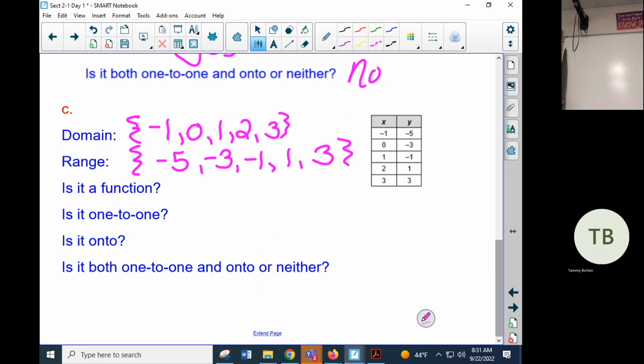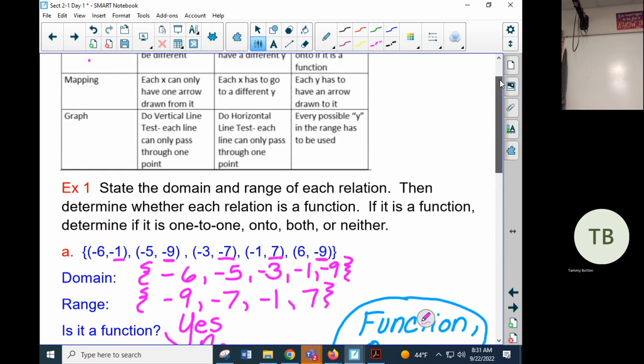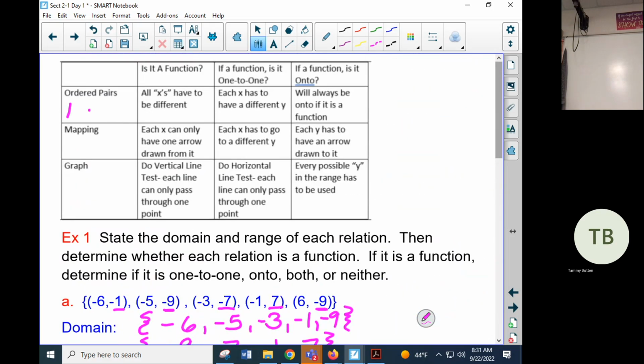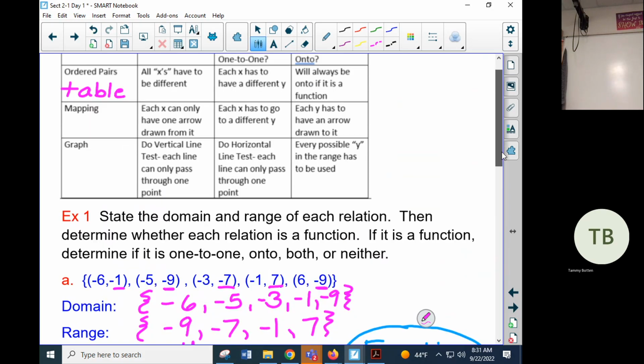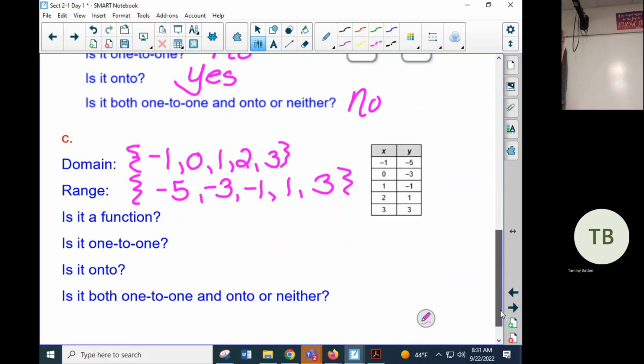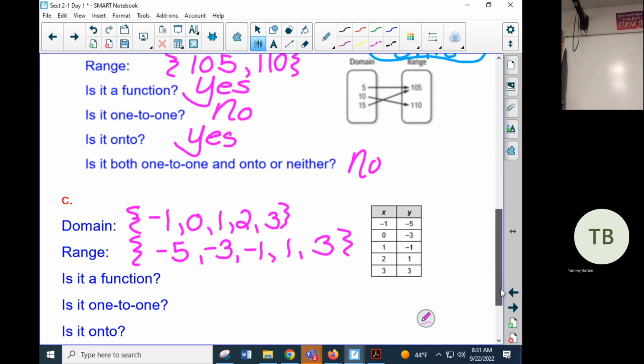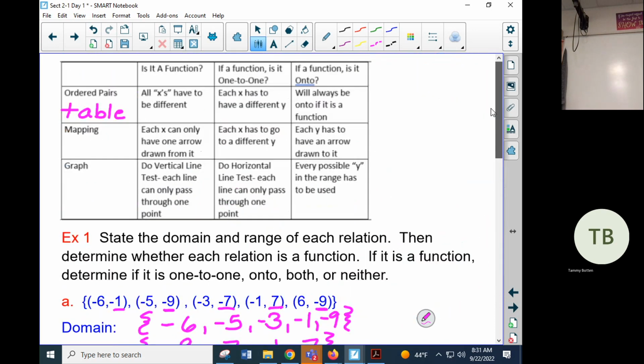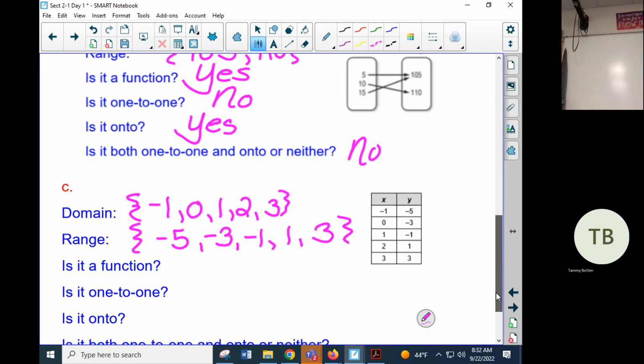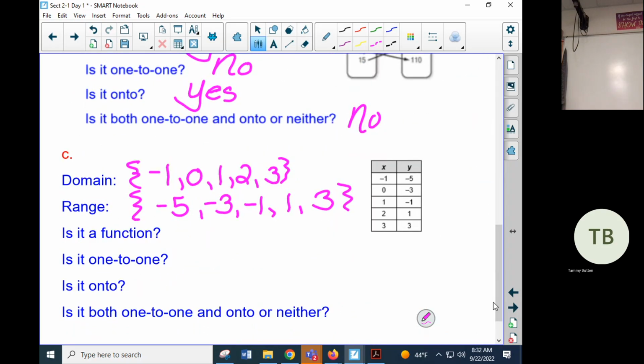So when they give you a table, that's the same as giving you ordered pairs. So when I look at this, for a list of ordered pairs to be a function, all X's have to be different. So if you look, do any of these repeat themselves? They don't. So yes, this is a function.